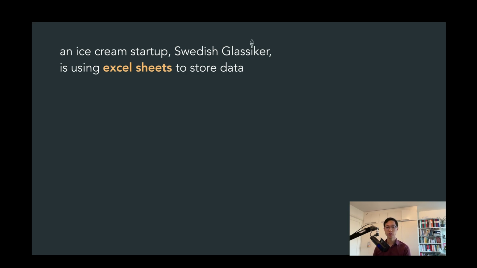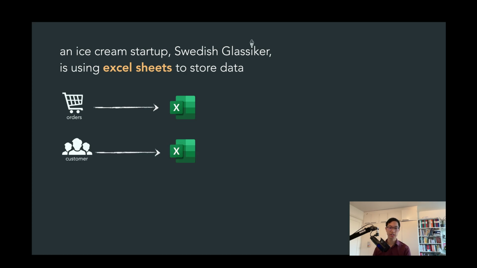We have an ice cream startup called Swedish Klassiker, and this is quite funny if you know Swedish. And it's using some Excel sheets to store data. So we have orders, they are stored in Excel sheets. We have customer data, they are stored in Excel sheets. We have inventory data, they are also stored in Excel sheets.